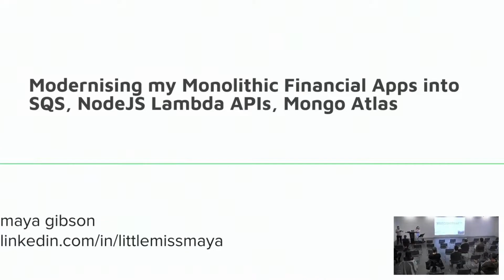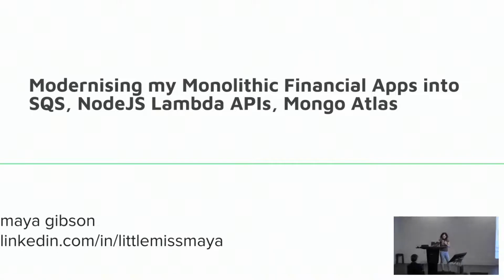Hi, everyone. Thanks for the intro there. This talk is not going to be anything work-related because it's about a pet project that I started several years ago. It's titled Modernizing My Monolithic Financial Apps into SQS, Node.js, Lambda, APIs, Mongo Atlas. I forgot to add API Gateway in there.